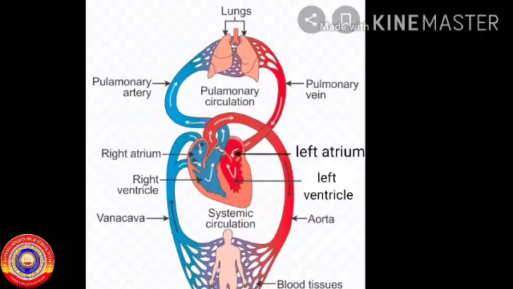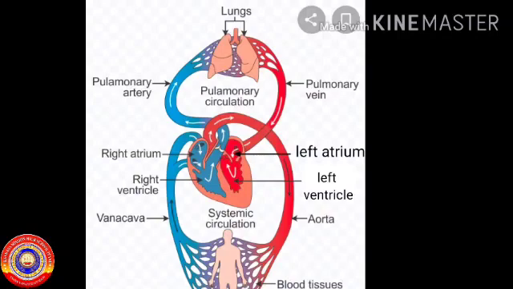Look at the diagram and listen to the process carefully. The oxygenated blood from the lungs reaches the left atrium through the pulmonary vein. When the left atrium contracts, the bicuspid valve will open and the blood from the left atrium moves towards the left ventricle. When the left ventricle contracts, the aortic valve will open and through the aorta it reaches the body tissues.